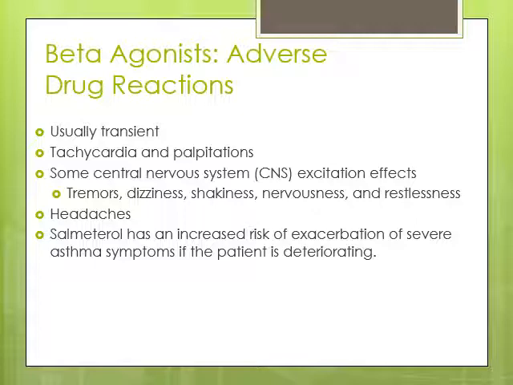Salmeterol has a documented increased risk of exacerbation of severe asthma symptoms if the patient is deteriorating, and so to avoid this, none of your long-acting beta-2 agonists should be started in patients with acutely deteriorating asthma, and it's best used in combination with an inhaled steroid. And so that's something that you've got to remember in these patients.